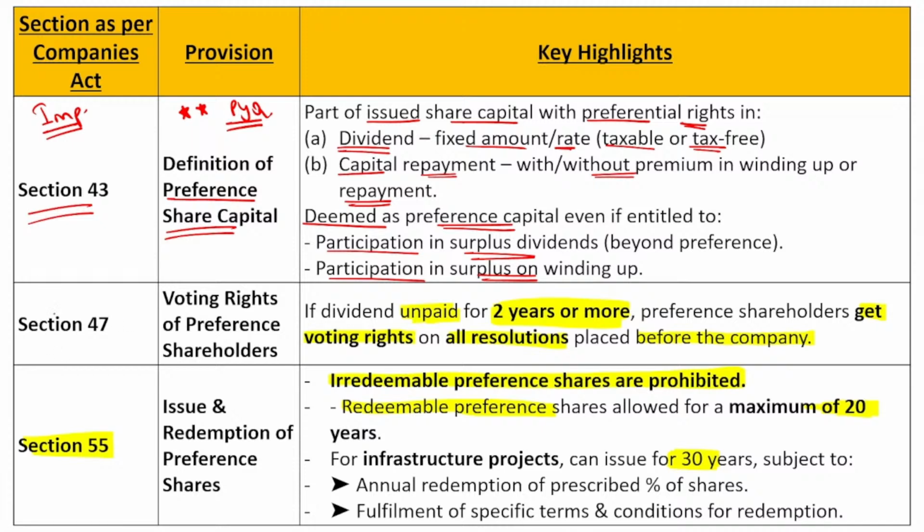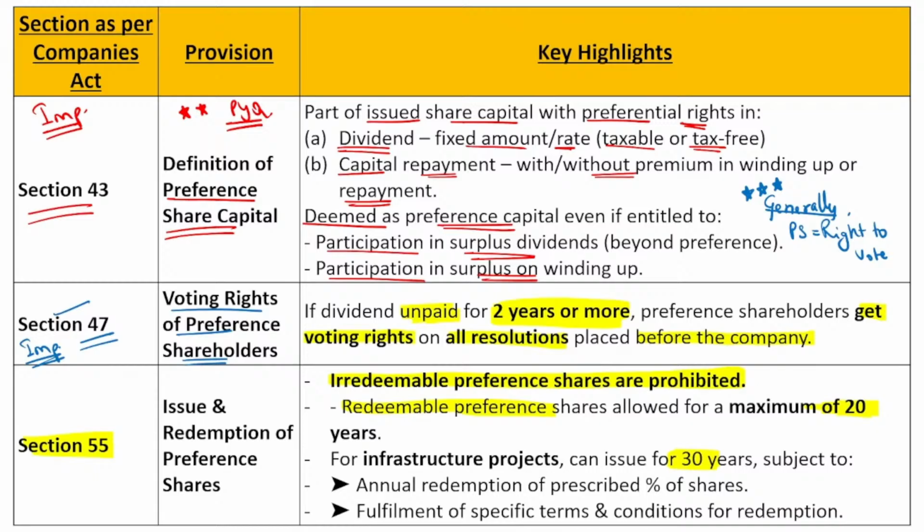Now, section 47. Section 47 talks about voting rights of preference shareholders. This point is very important. Generally we say preference shareholders will not get any right to vote. Always remember this. Generally we say preference shares never get the right to vote. This is the assumption, and this is what we always need to say.